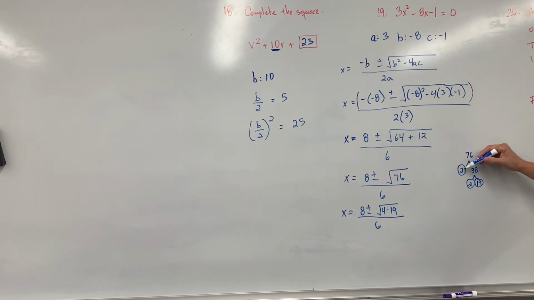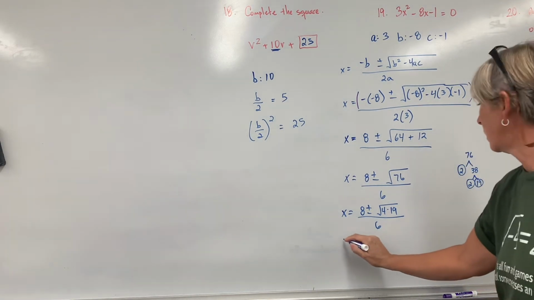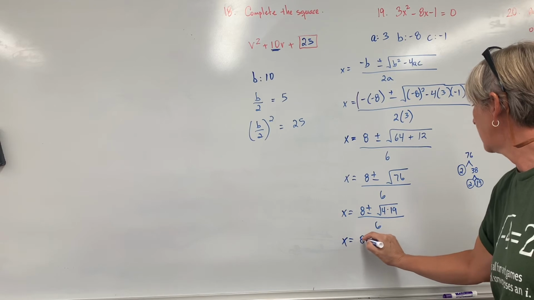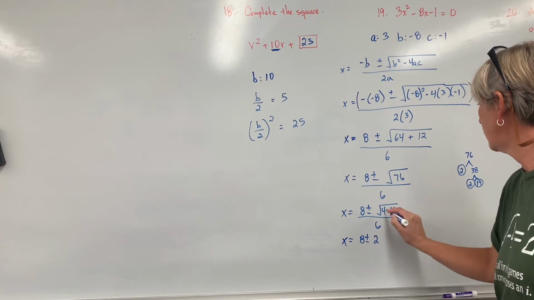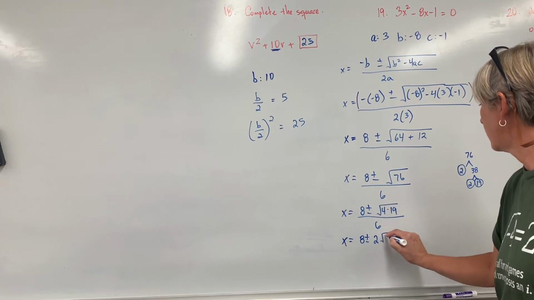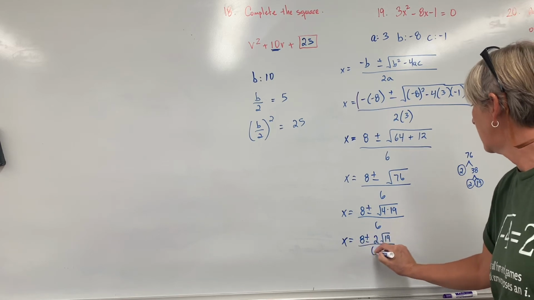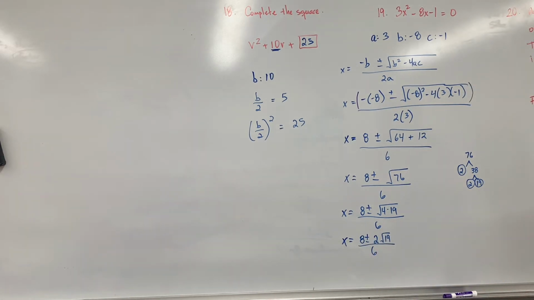The other thing you can do is anywhere you see a pair of 2's or a pair of something, then you pull that something outside of the square root. So this becomes 8 plus or minus 2, because square root of 4 is 2. I'm leaving the 19 in, and I still have a 6 down below.